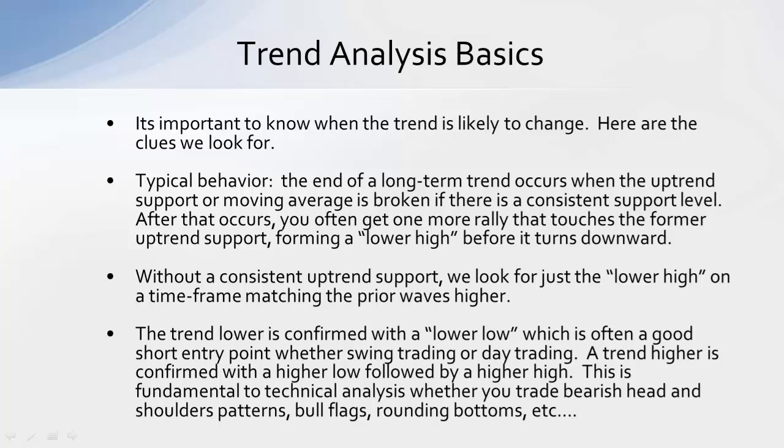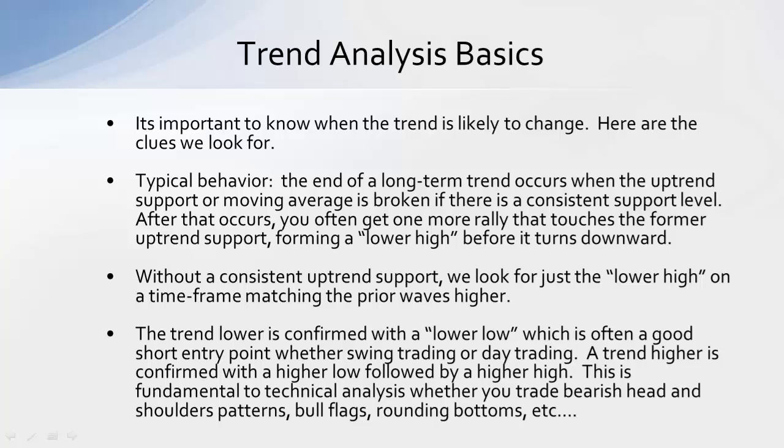That might be the moving average. It might be a line connecting the lows in the long-term trend. And then you'll see the stock turn over, make a lower high, and then confirm the new trend to the downside by going below the prior low that occurred shortly after the stock went below the uptrend support. Okay, I'm going to show you an example of this to better illustrate it.